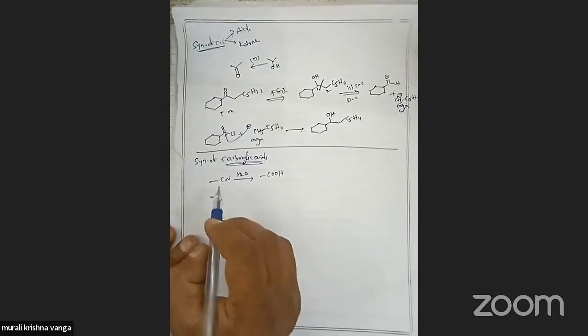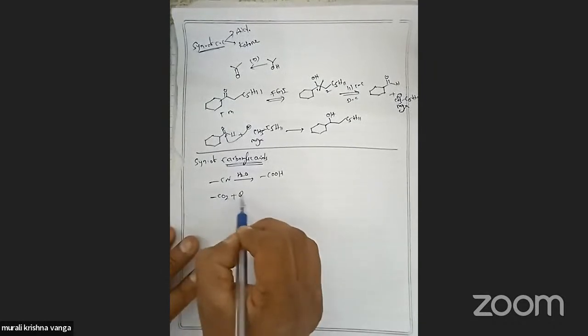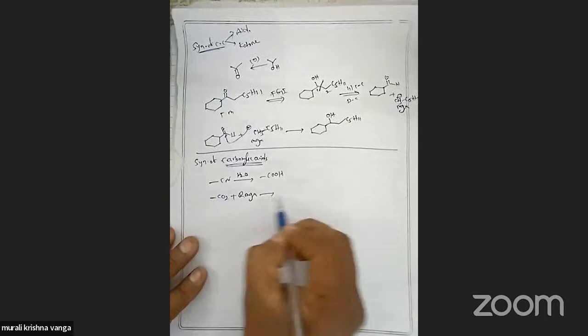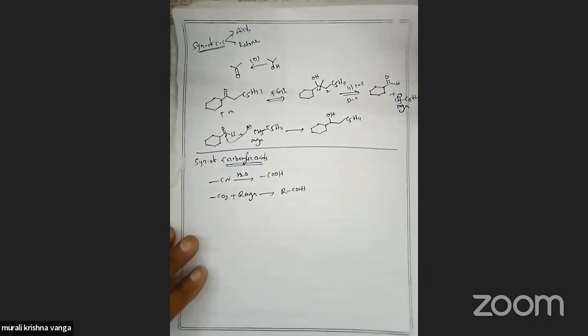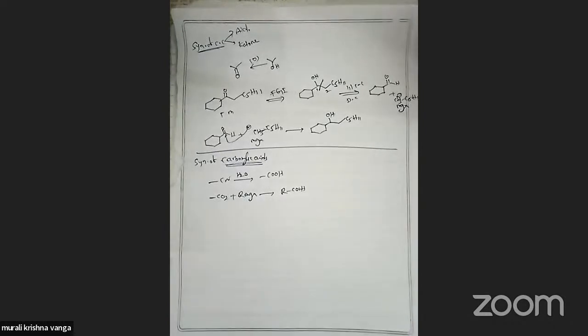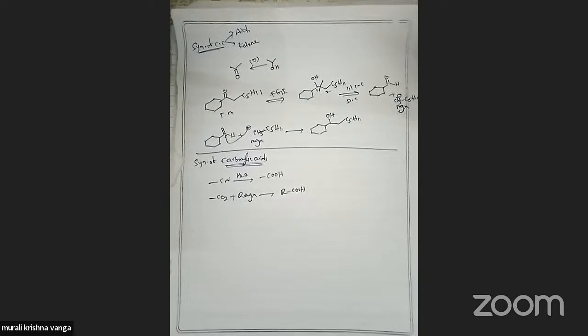Another example is carbon dioxide reacting with Grignard reagent. The products are carboxylic acids. So one synthesis of carboxylic acid is from cyano compounds: cyano compounds undergo hydrolysis, and the products are acids. And when a carbon dioxide molecule reacts with Grignard reagent, the products are carboxylic acids. These are the two examples for synthesis of carboxylic acid.